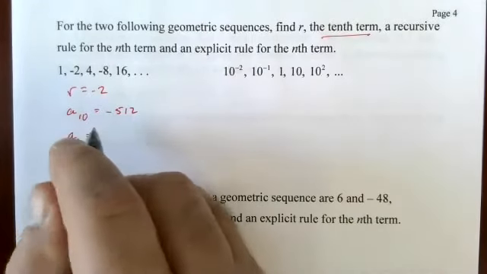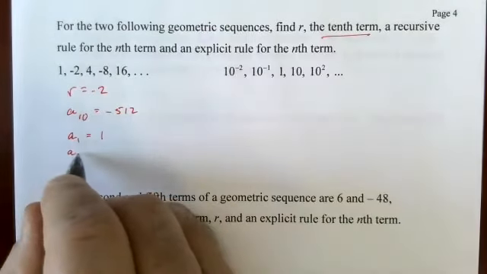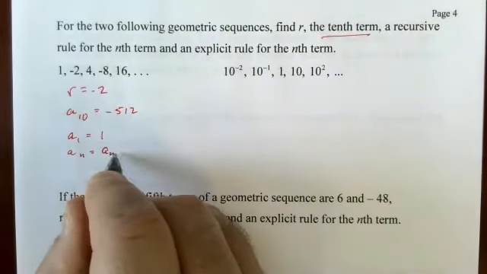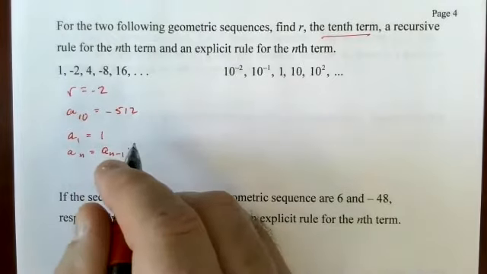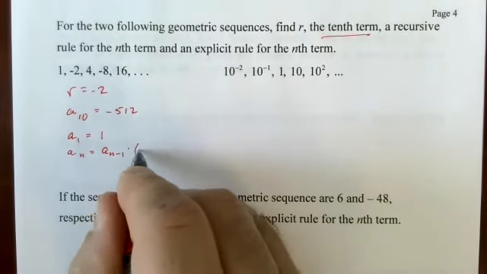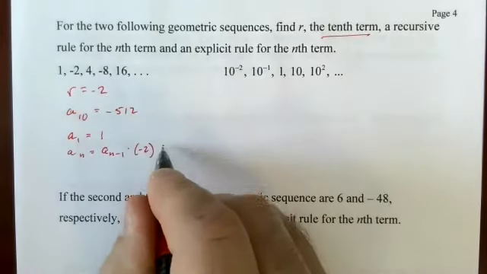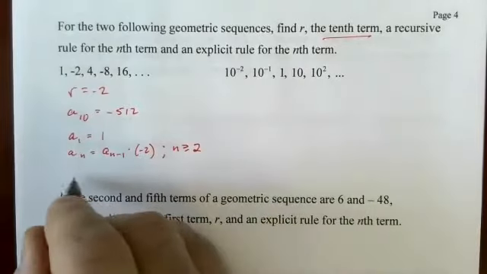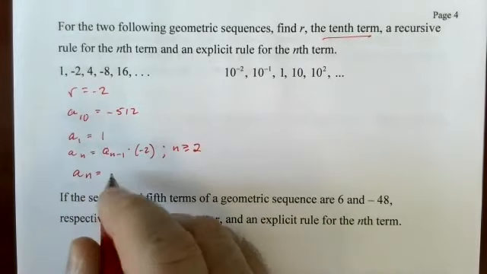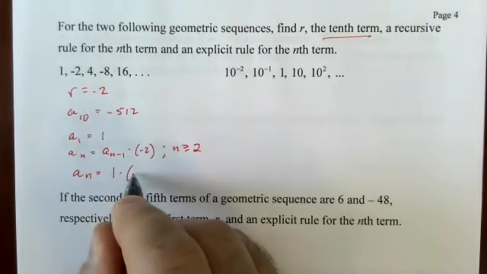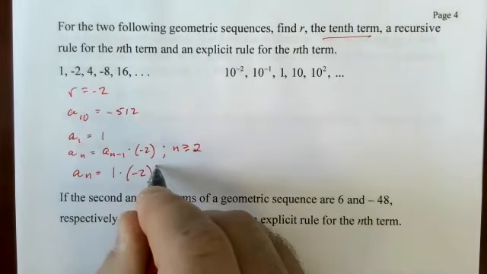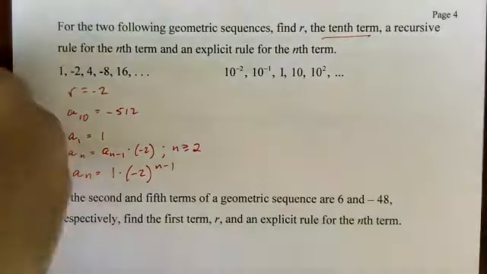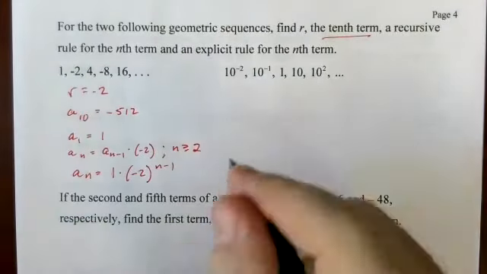A one equals one. A sub n equals a sub n minus one, the previous term, times negative two, my ratio. But that's only when n is greater than or equal to two. And then the explicit rule is first term times the common ratio to the n minus one. How did you do that? Well, it's just geometric. I happen to know that, having done this before.